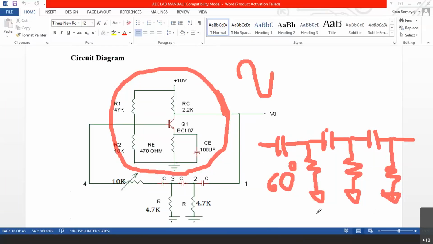That is the first purpose. The second purpose is that a portion of the output waveform should go to the input. That is also fulfilled. How? We are choosing a capacitance of a very low value. So this capacitance will have its own XC.